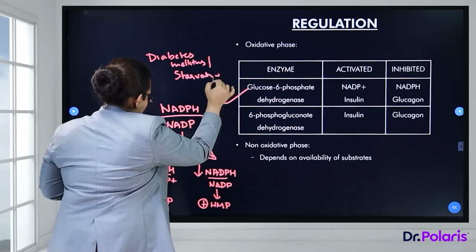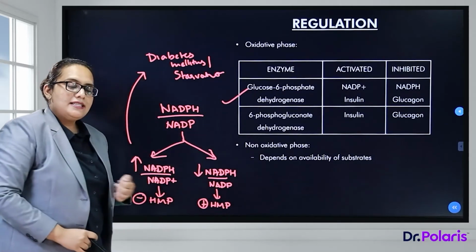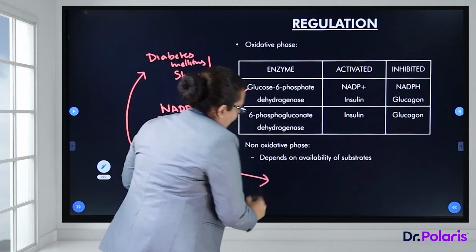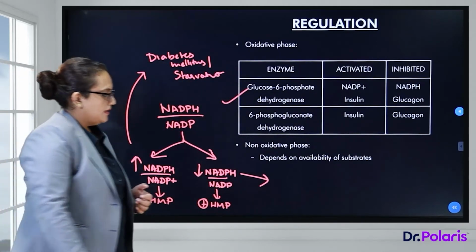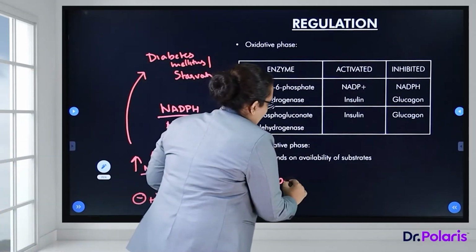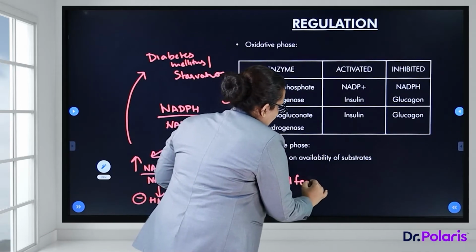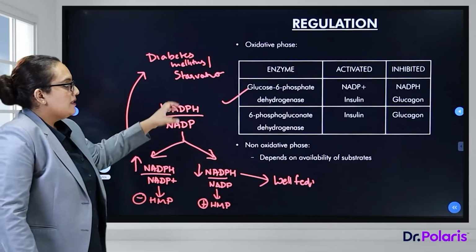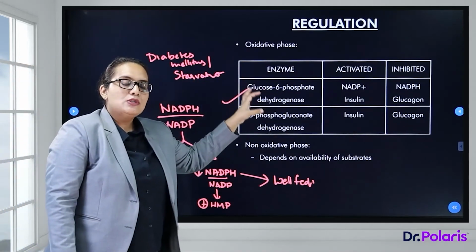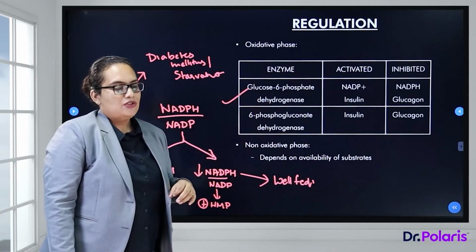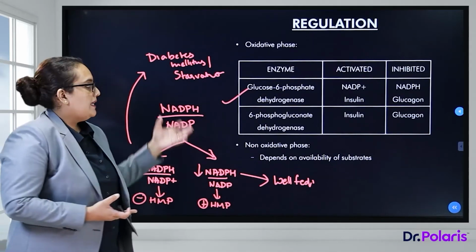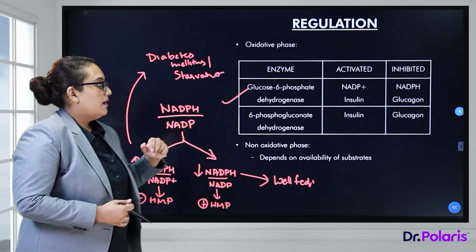These are the two conditions where you can find an increase in NADPH-NADP ratio, whereas a decrease in NADPH-NADP ratio can occur during the well-fed state. So NADPH-NADP ratio is only concerned with the rate-limiting enzyme, which is glucose 6-phosphate dehydrogenase, whereas hormones can also influence the activity of these two enzymes.